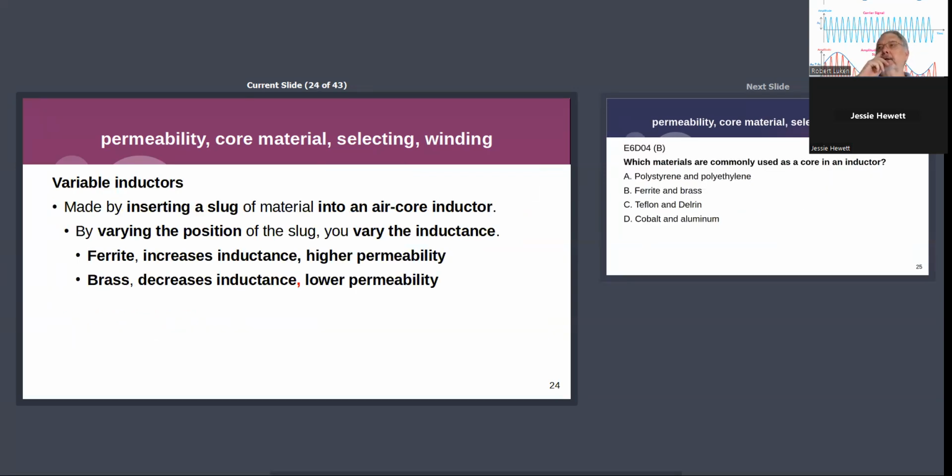Okay, you can have a variable inductor. One of the ways is to have, and I guess they still do it, they used to make them where the coil form was actually plastic with threads, and you had a slug made out of either iron powder or ferrite or brass, and as you rotated it, it would go in or out, and you could actually change the inductance of the coil.